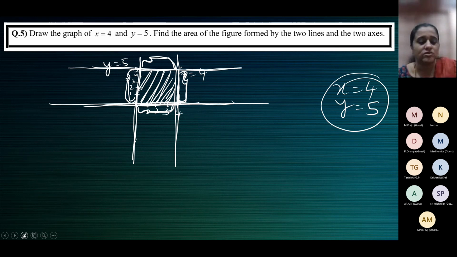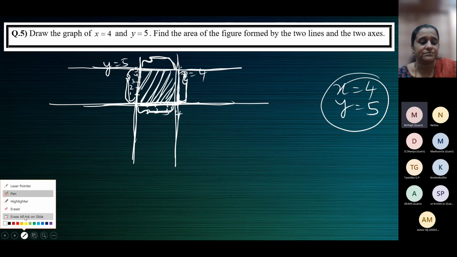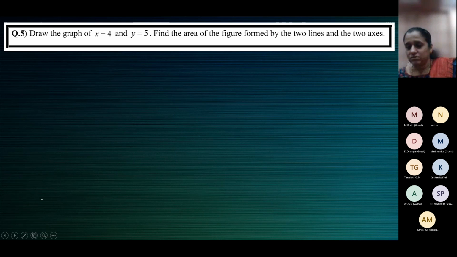So try to finish this also by the next class, children. For the others you have the answers. This graph, we'll discuss in the next class. So please complete this. Yes, ma'am.